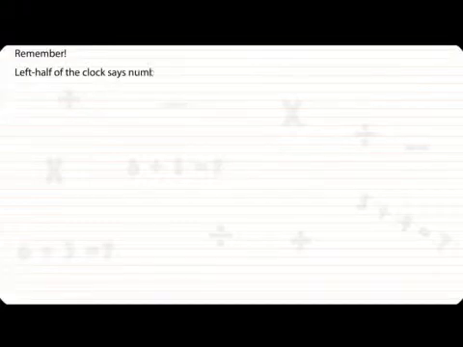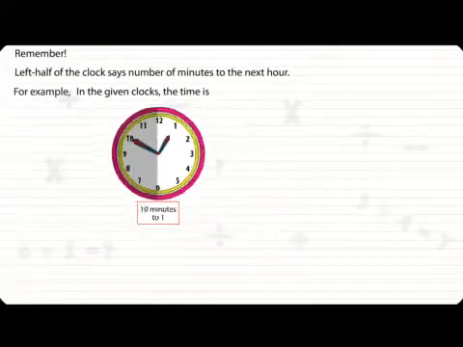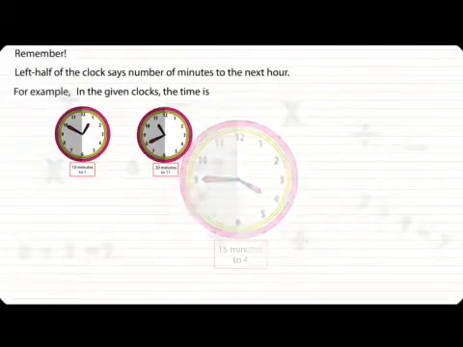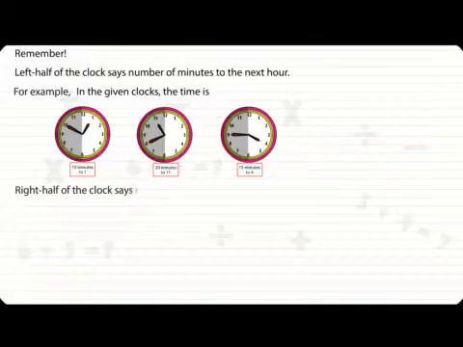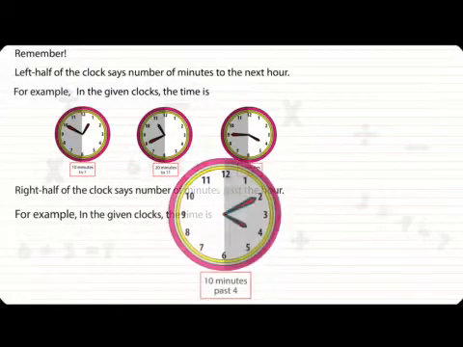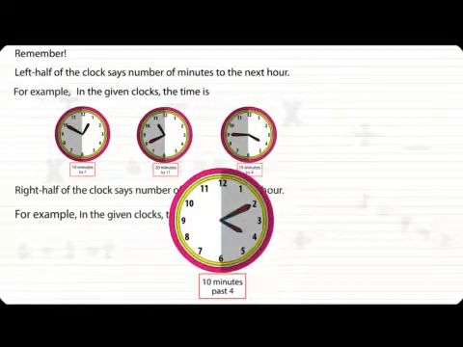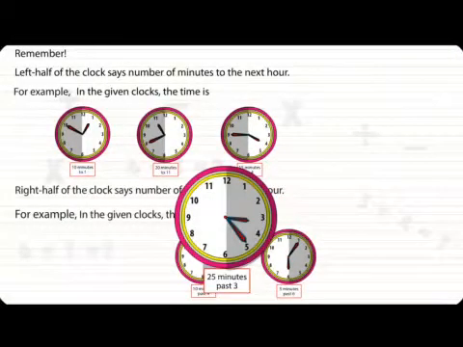Remember, the left half of the clock says the number of minutes to the next hour. For example, in the given clocks, the time is 10 minutes to 1, 20 minutes to 11, 15 minutes to 4. The right half of the clock says the number of minutes past the hour. For example, in the given clocks, the time is 10 minutes past 4, 5 minutes past 6, 25 minutes past 3.